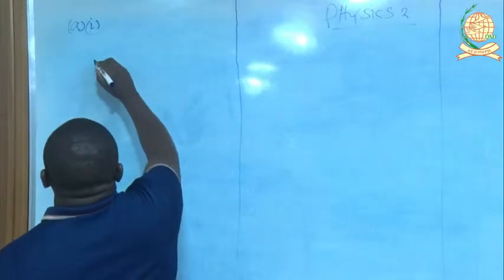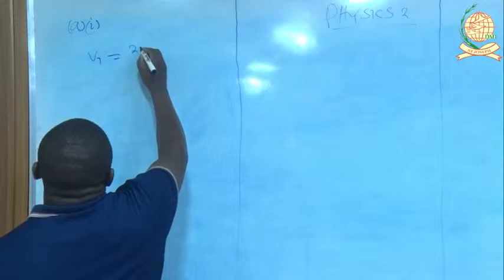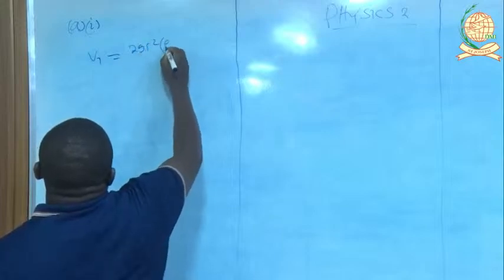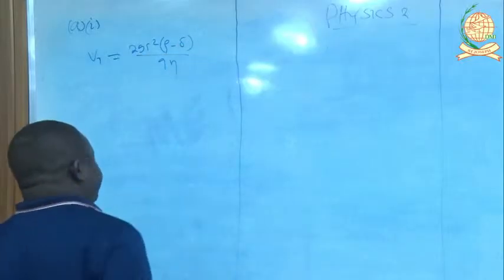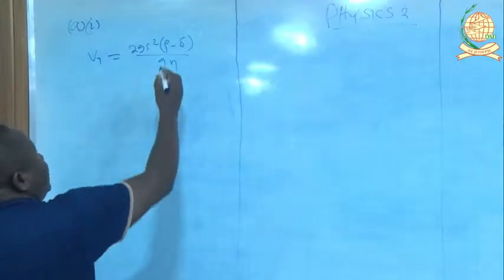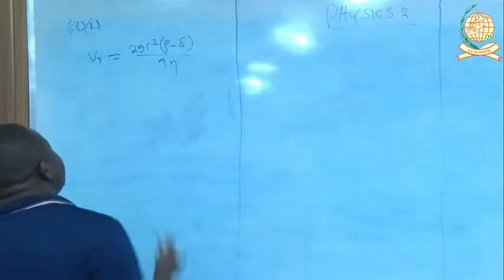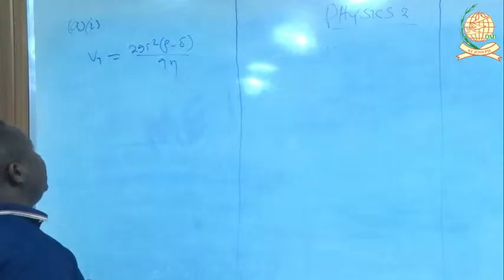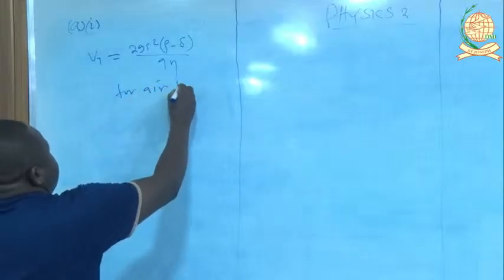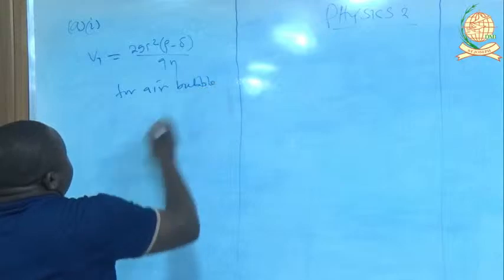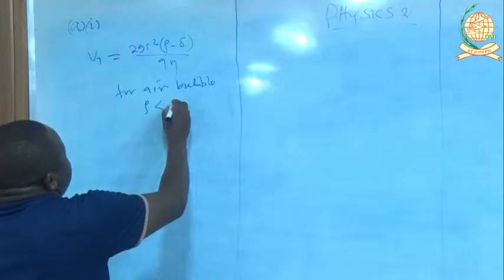Consider the so-called terminal velocity. Vt equals 2g r squared, bracket density of the solid minus density of the fluid, over 9 eta. This is the density of the solid which is flowing through the viscous fluid, and this is the density of the viscous fluid. Therefore, for an air bubble, its density is less than the density of water.